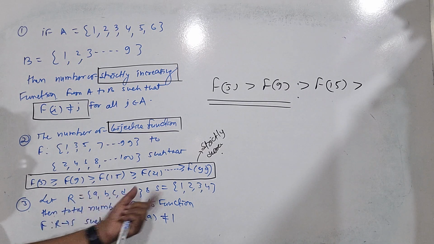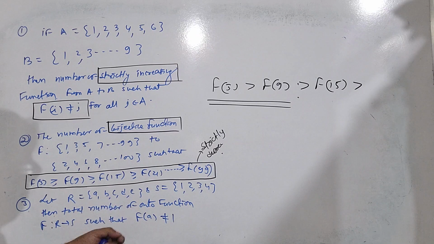Now, coming to the third one, let R be {a, b, c, d, e}. R contains these elements, S contains 1, 2, 3, 4. R contains 5 elements, S contains 4 elements. Okay, fine. Then we have to find out the total number of onto functions.